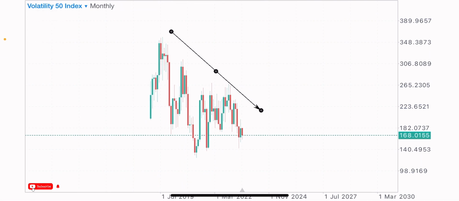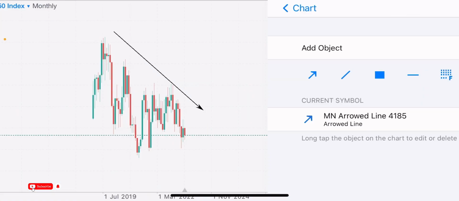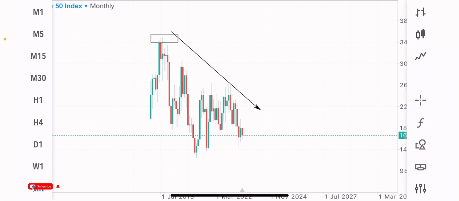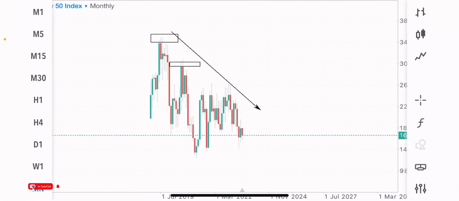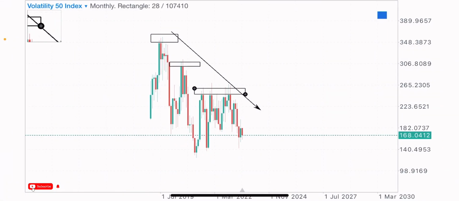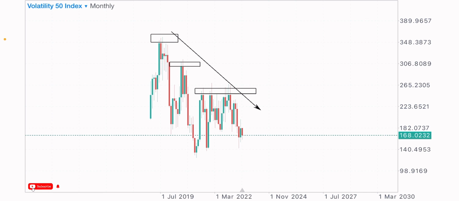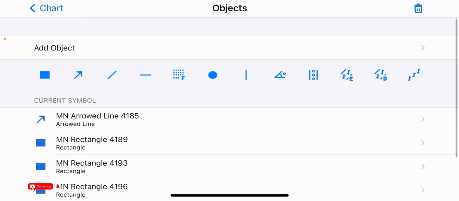Market on a downtrend, creating lower highs and lower lows. Let's identify the structure. We got a high at this point. Then we got another high at this zone too, but a lower high. We got another lower high at this point. This is the last lower high we got. So we can say the market has been in a downtrend generally because we have seen the structure, lower highs and lower lows. And we got a low at this point as well.